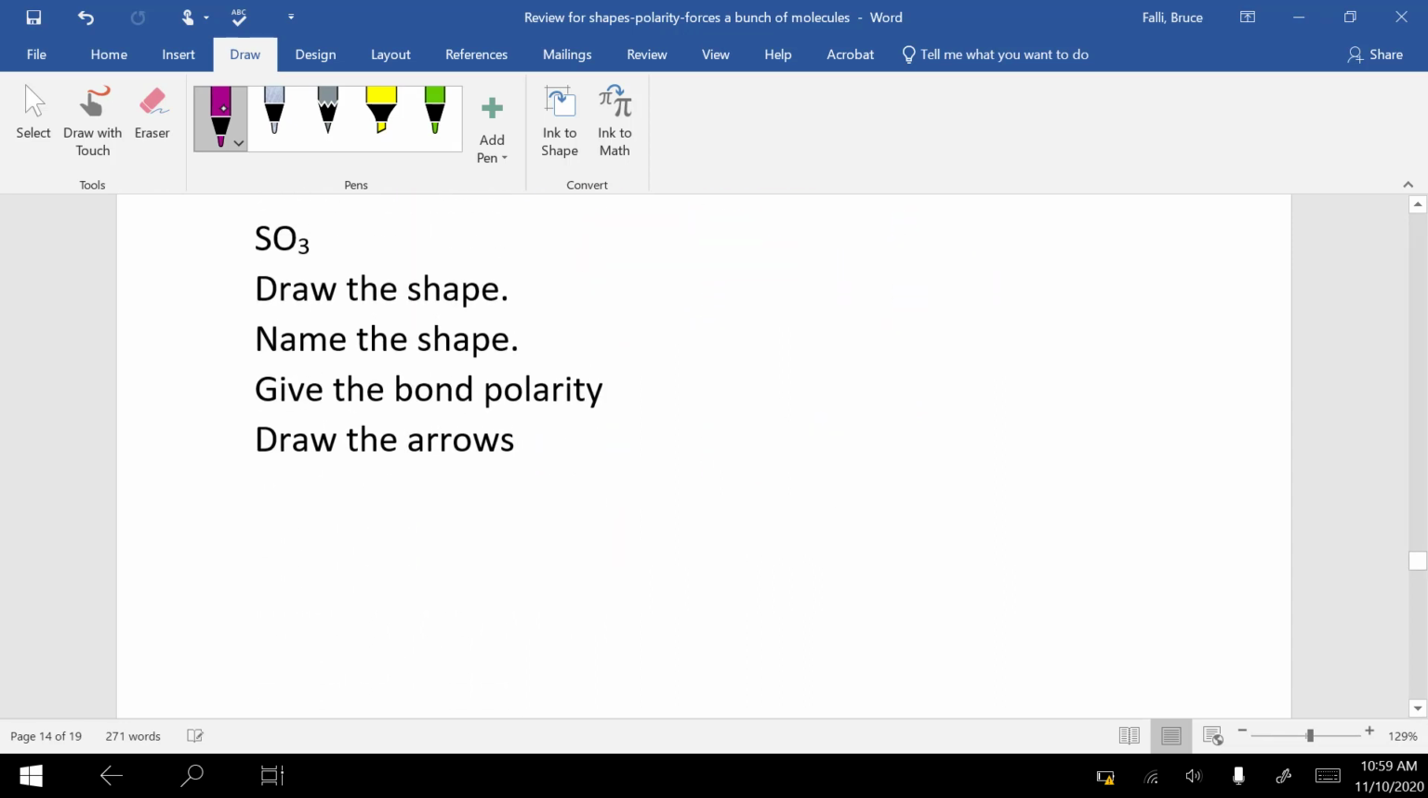SO3. S goes in the middle, least frequently occurring. O, O, O. Each one has 6. Connecting the dots. Okay, so I connected the dots. I'm going to make a double bond with this one on the bottom here. So I'm going to move this guy here and do that. And erase that.